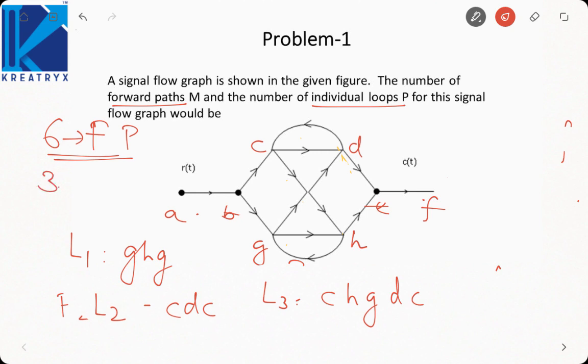So here we have 6 forward paths and 3 loops in total. One is this loop, one is this loop, and the other is this figure eight, which is also a loop. So this is how we can find out the number of forward paths and loops in a system before finding the gain using Mason's gain formula.